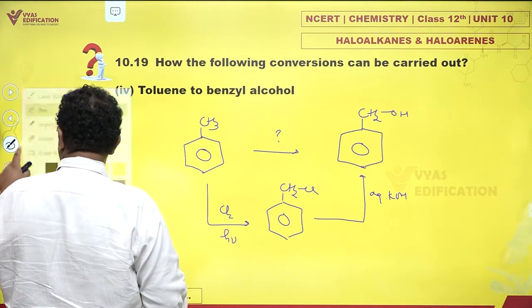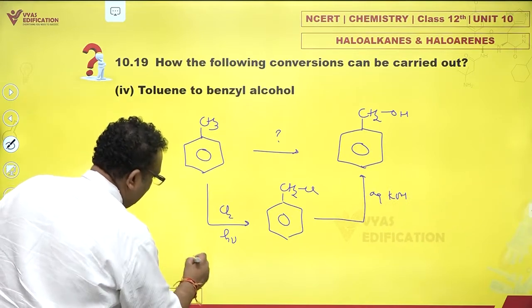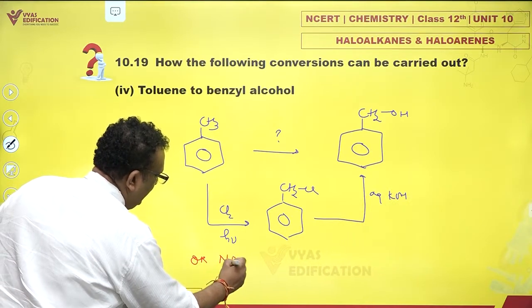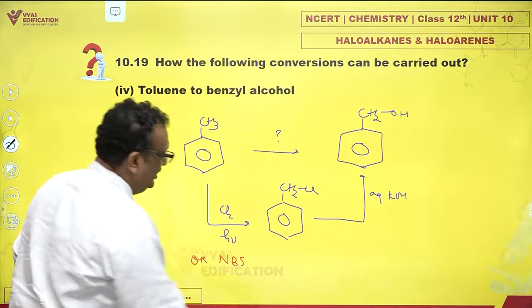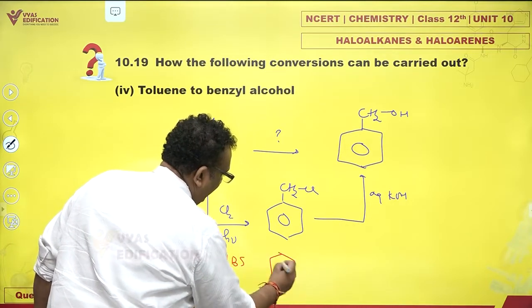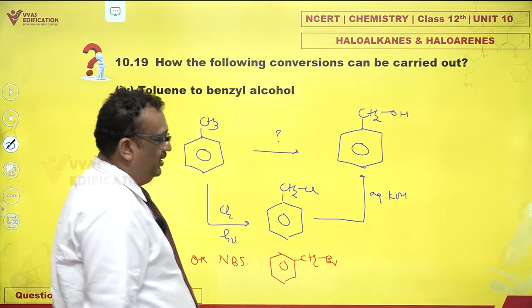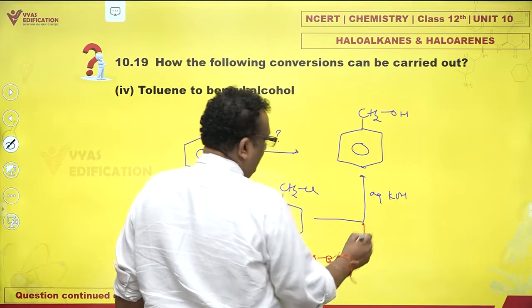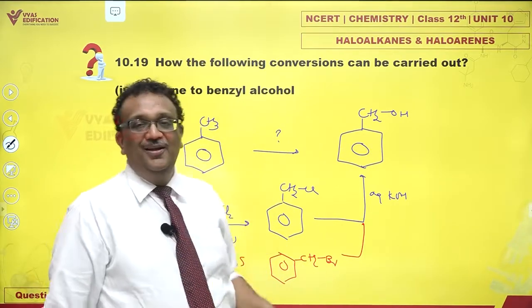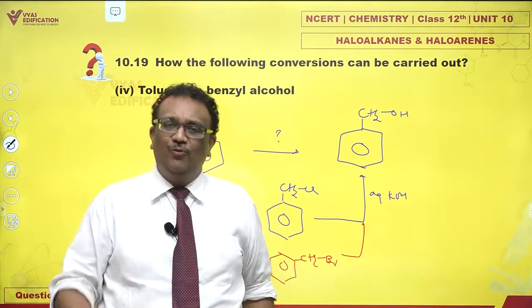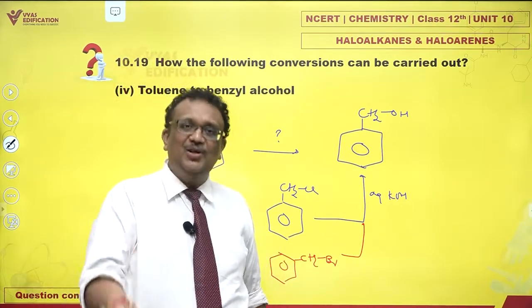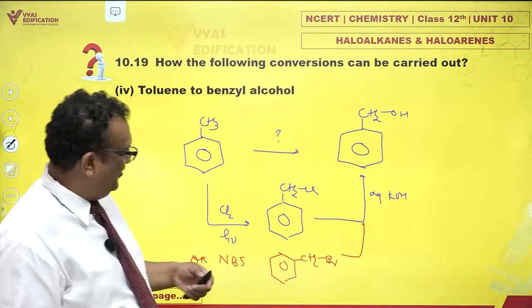Or, let me change color to denote the difference. You could use NBS, N-bromosuccinimide, and very selectively you get benzyl bromide, and the same aqueous KOH would give you again benzyl alcohol, whichever way you want. I have told you 3 ways, and there are still more, but enough, right?